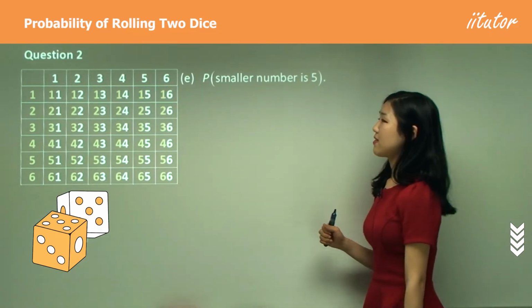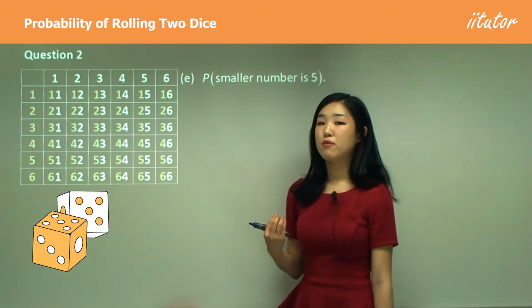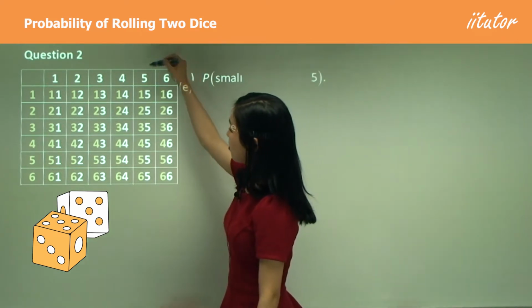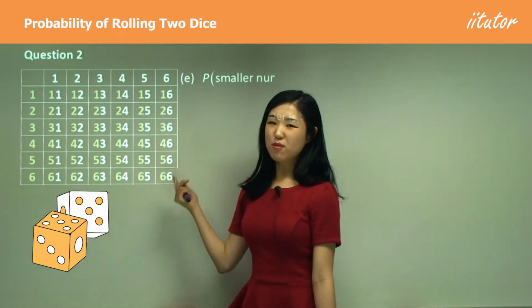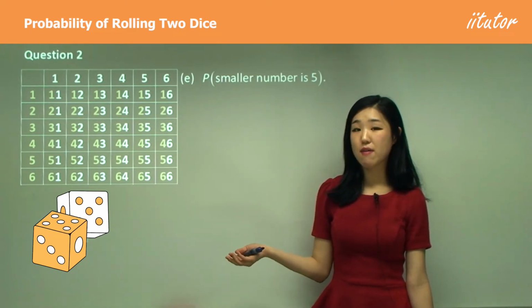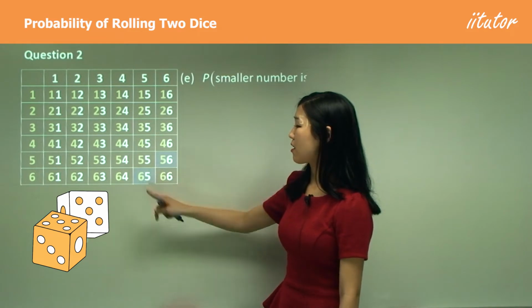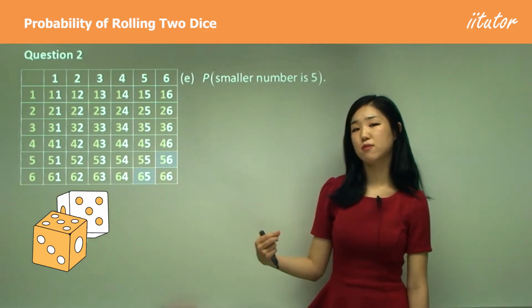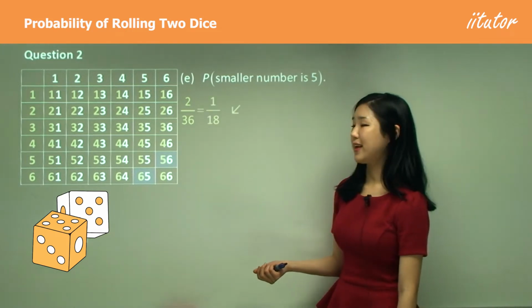The probability that the smaller number is 5. Now, I want the smaller number to be 5, so we look at this column here and this row here that has 5. But this was easy. 5 is the second greatest number, and the only number that's greater than 5 is 6. So it must be just these two. And in these two outcomes, in these two boxes, 5 is the smaller number. So therefore, it's just 2 out of 36, which is 1 over 18.